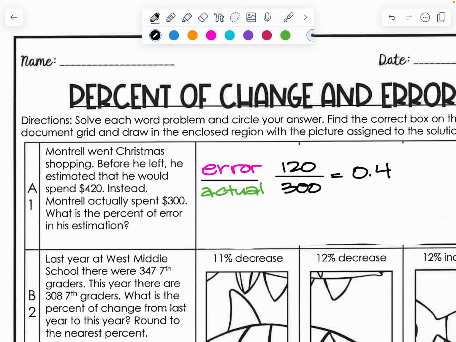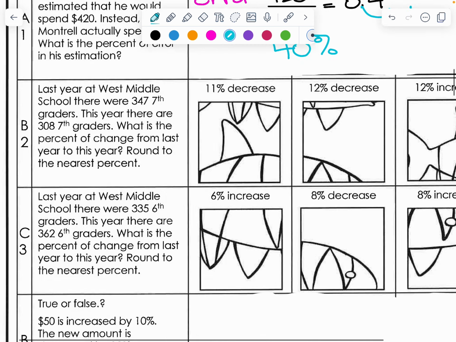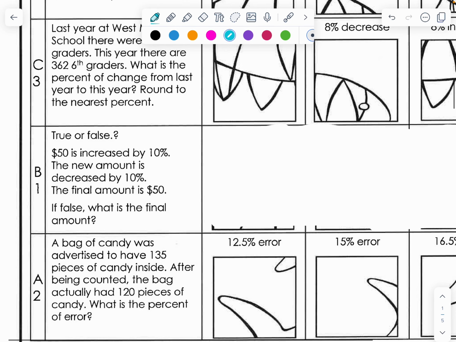Now, it asks for the percent of error. That is not a percent. Multiply that by 100. You should get 40%. See, that looks just like our lesson. All right, now the tricky one just happens to be B1. So I think the rest are pretty straightforward till we get to B1. We got to think about B1.